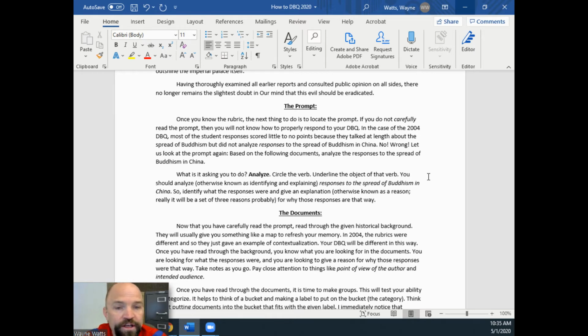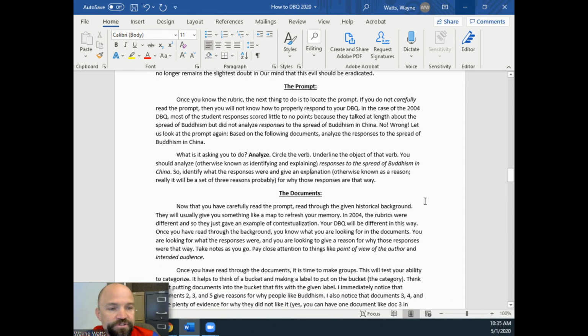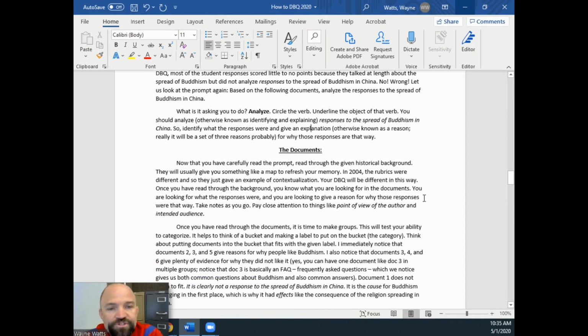No, wrong. Let us look at the prompt again. Based on the following documents, analyze the responses to the spread of Buddhism in China. So what is it asking you to do? It's asking you to analyze. Circle the verb or type it out if you're using notes. Underline the object of that verb.